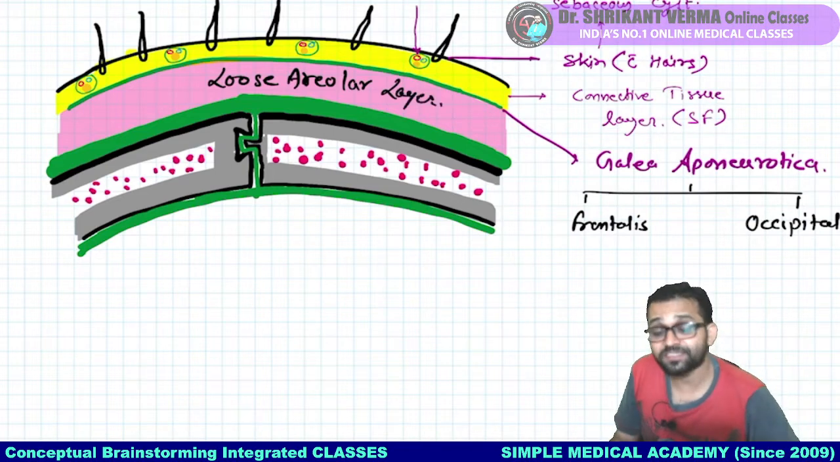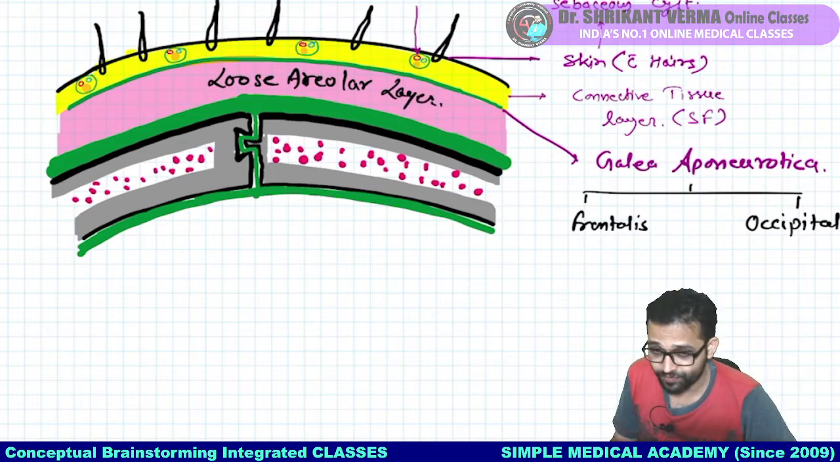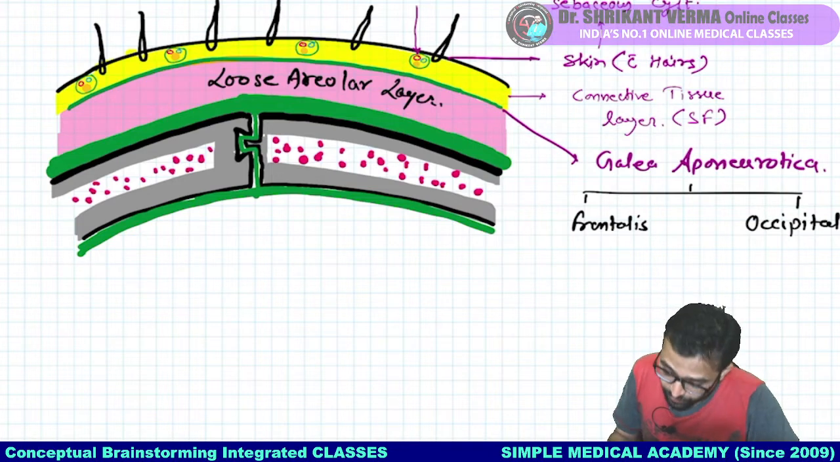It is considered a dangerous area of the scalp. Why? We will observe. Fine. What is the other point you have to remember?